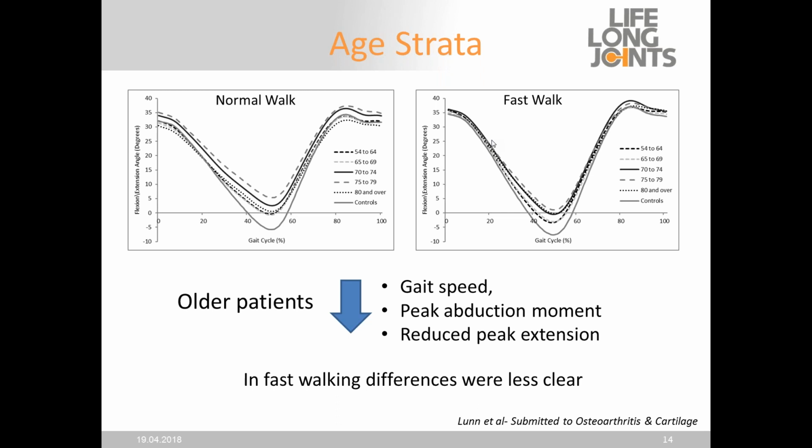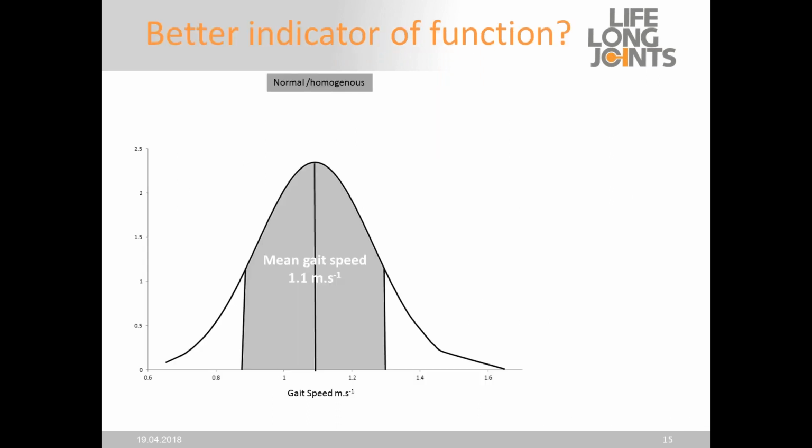This got us thinking that maybe age, which is usually used as an indicator of function or health, wasn't such a good indicator beyond normal walking. So we wondered whether there was a better indicator of function. We know that gait speed has been shown previously to be a good early identifier for the onset of things like Parkinson's disease or other health-related issues. So we wanted to use gait speed as a determinant for defining our function groups.